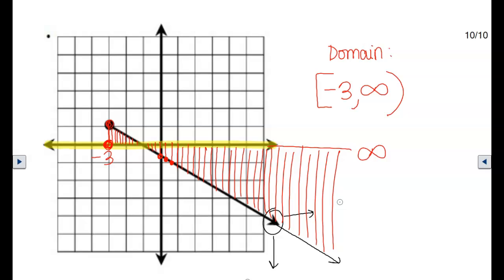All right, so finding domain, you're finding all the x values. So take your graph, trace every point on it back to the x-axis and see where they land.